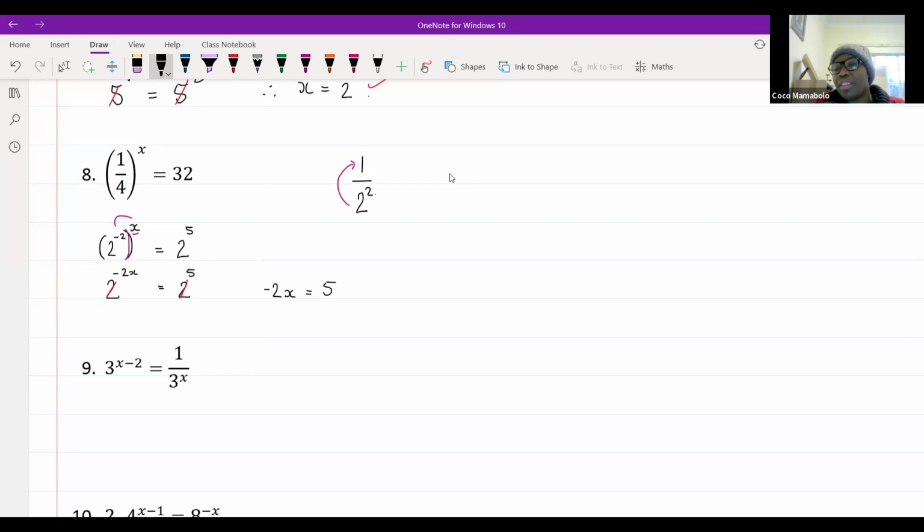And guys, if we've done the mathematics correct, we should not be afraid of fractions in our answer. Okay, sometimes that's what it needs. So just because we don't have a nice, well-rounded answer, it doesn't mean that your answer is wrong. If you've done the mathematics correct, it should come out correct. Negative 2, divide both sides by negative 2. Cancel, cancel. Therefore, x is equal to negative 5 over 2.